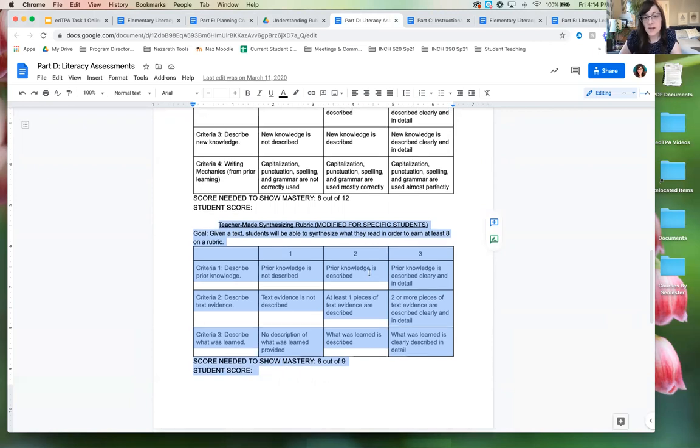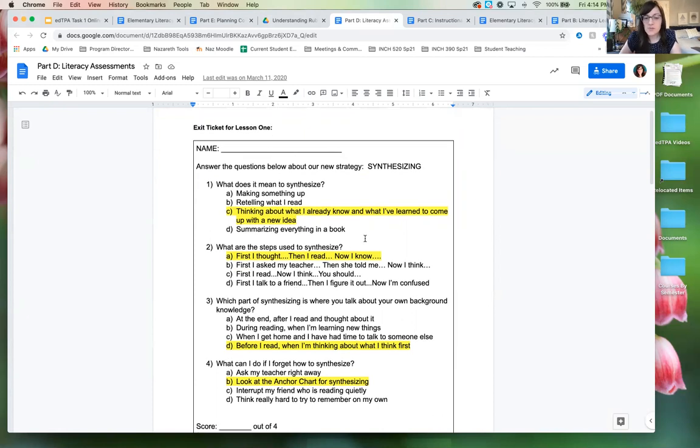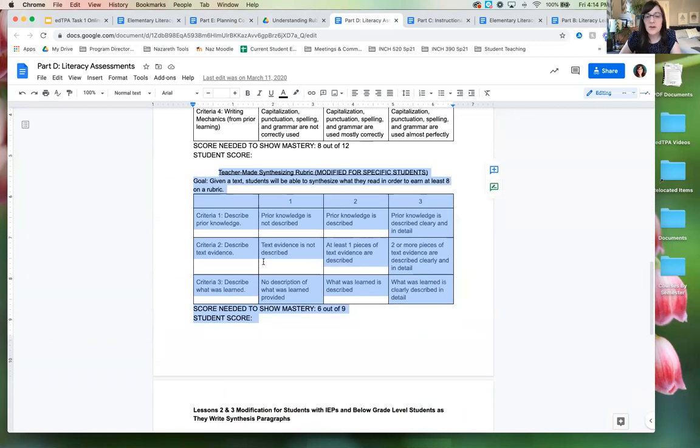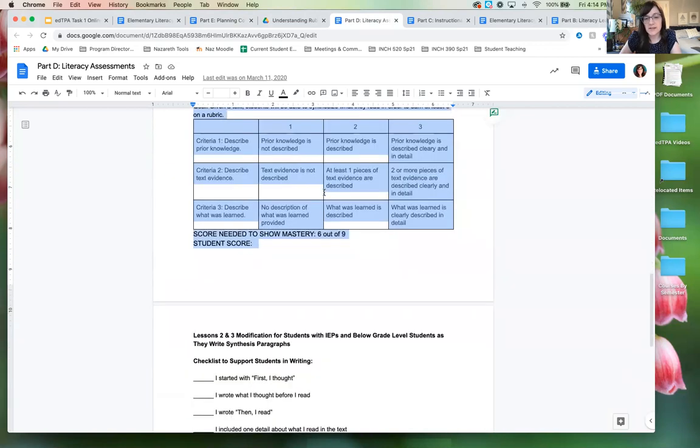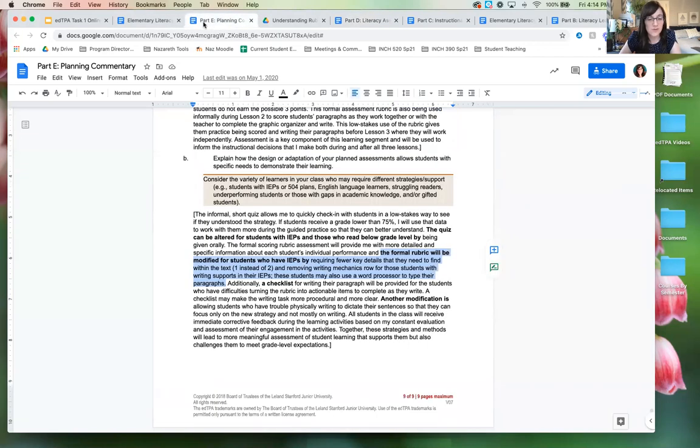So we can see it's kind of a weak informal modification. It is a weak one because it's just that it's going to be read aloud. What else might you do for these students to modify this rubric or this exit ticket? But the modified rubric is excellent. And if that's not enough, there's also this checklist that's used. Additionally, a checklist for writing their paragraphs will be provided for those who have difficulty turning a rubric into actionable items. A checklist can make the writing more procedural and clear.